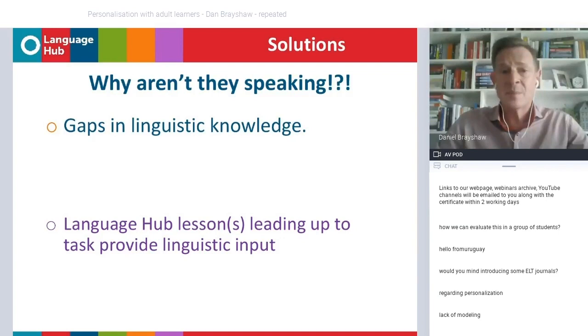So the first is gaps in their linguistic knowledge. In Language Hub, John and I have done what we can to feed in the language necessary for the speaking tasks in the book. And you'll find that the lengthy speaking communicative tasks always come at the end of those one spread lessons. We thought very carefully about the language that will be needed and tried to introduce this during the lesson itself. So we hope through materials design, we've minimized the chance that students will not have the language they need for the task.